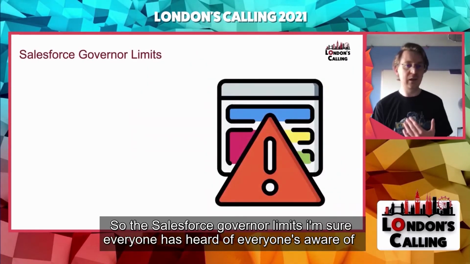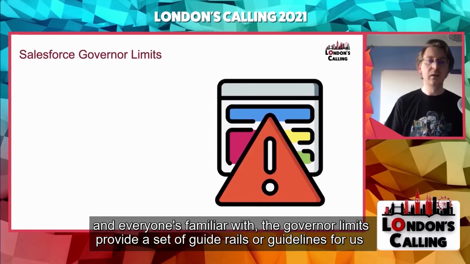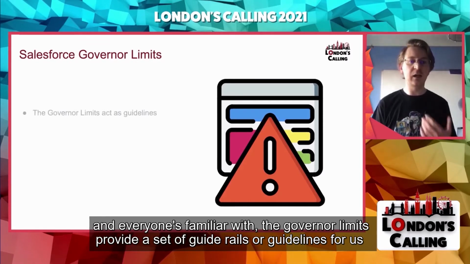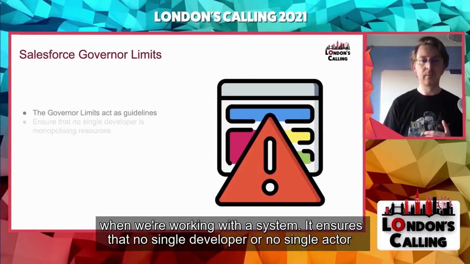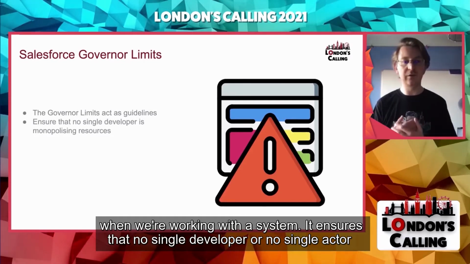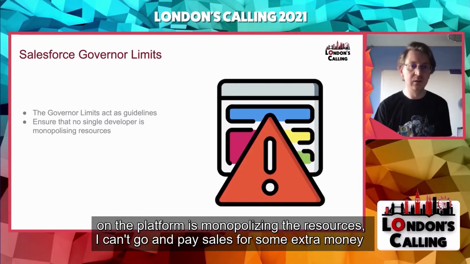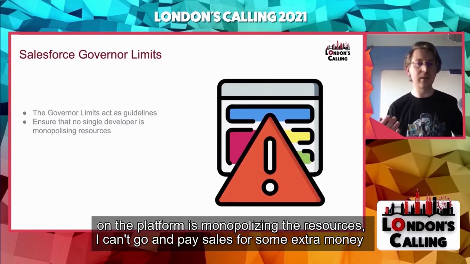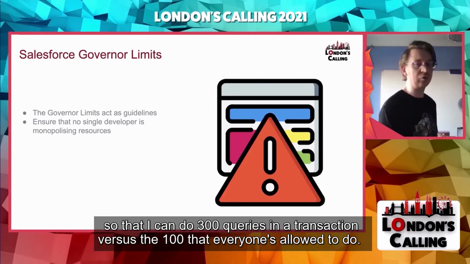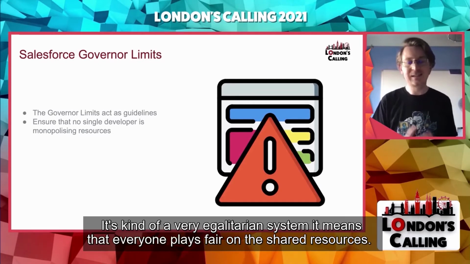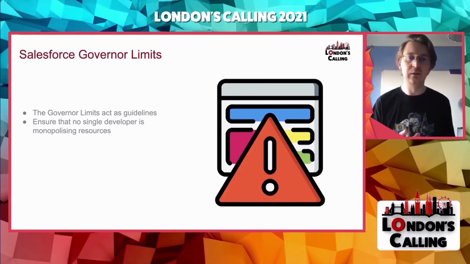So the Salesforce governor limits, I'm sure everyone has heard of, everyone's aware of, and everyone's familiar with. The governor limits provide a set of guide rails or guidelines for us when we're working with a system. It ensures that no single developer or no single actor on the platform is monopolizing the resources. I can't go and pay Salesforce some extra money so that I can do 300 queries in a transaction versus the 100 that everyone's allowed to do. It's kind of a very egalitarian system. It means that everyone plays fair on the shared resources.